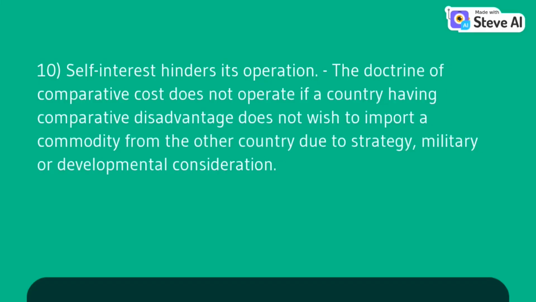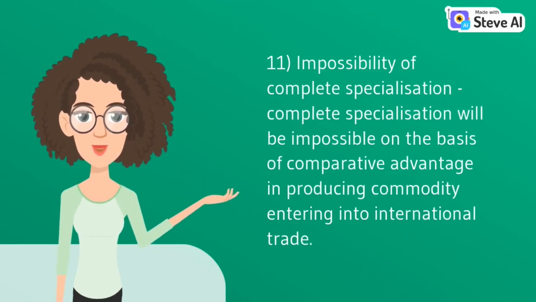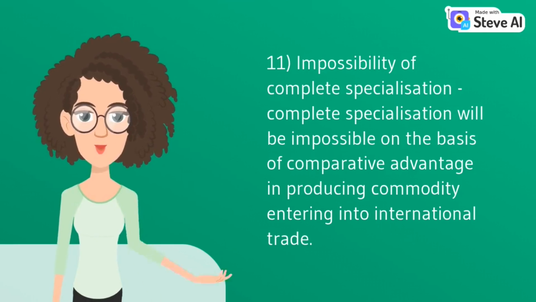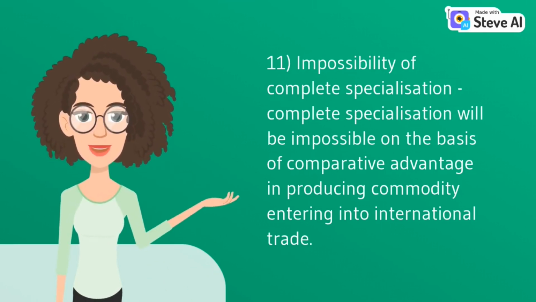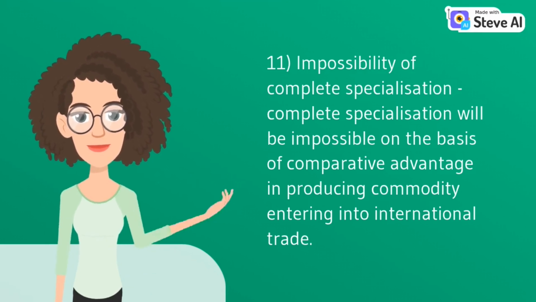10. Self-interest hinders its operation. The doctrine of comparative cost does not operate if a country having comparative disadvantage does not wish to import a commodity from the other country due to strategy, military, or developmental consideration. 11. Impossibility of complete specialization. Complete specialization will be impossible on the basis of comparative advantage in producing commodity entering into international trade.